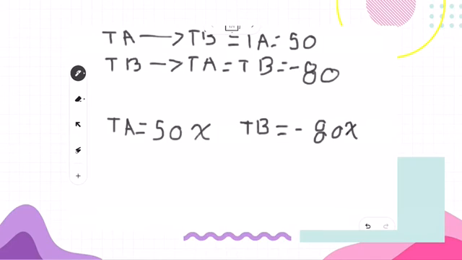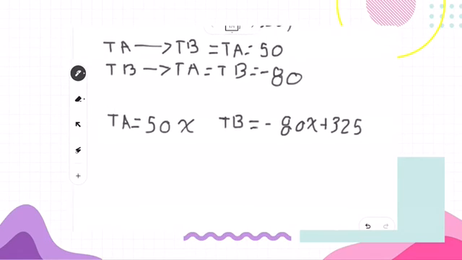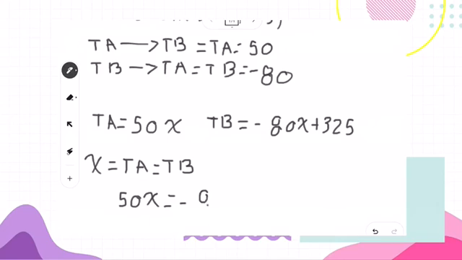The two trains will meet where the two lines intersect. To find where the two lines intersect, set the equations equal to each other and solve for x. Train A equals train B: 50x equals minus 80x plus 325. Solving, x equals 2.5. The two trains meet after 2.5 hours.